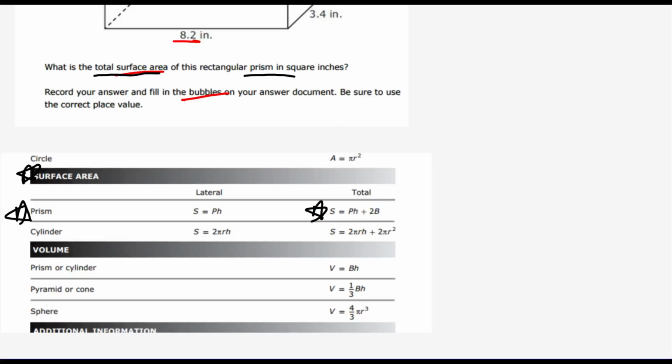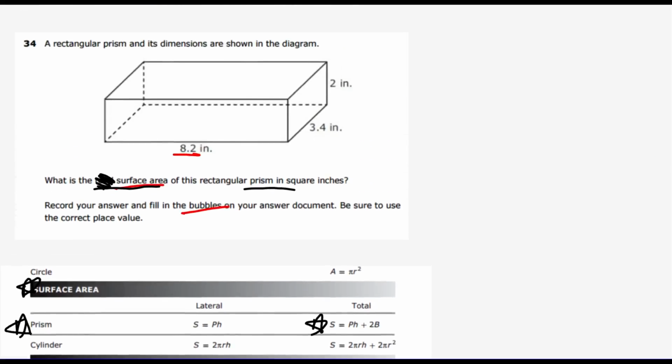As a side note, if the question just said, what is the surface area? It still means total. The only time we solve for lateral surface area is if it specifies solve for lateral. So if it just says surface area, it means total. If it says total, it means total. Almost all the time. If you're not sure, go with total. So total surface area, S equals PH plus 2B. That's on the formula chart.